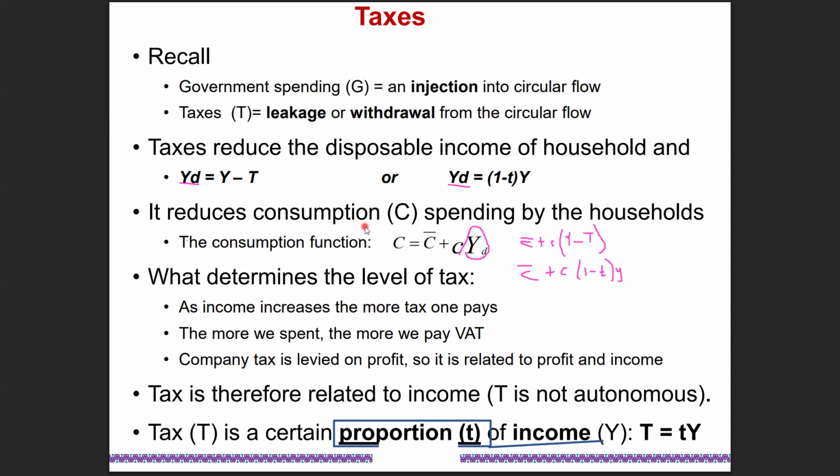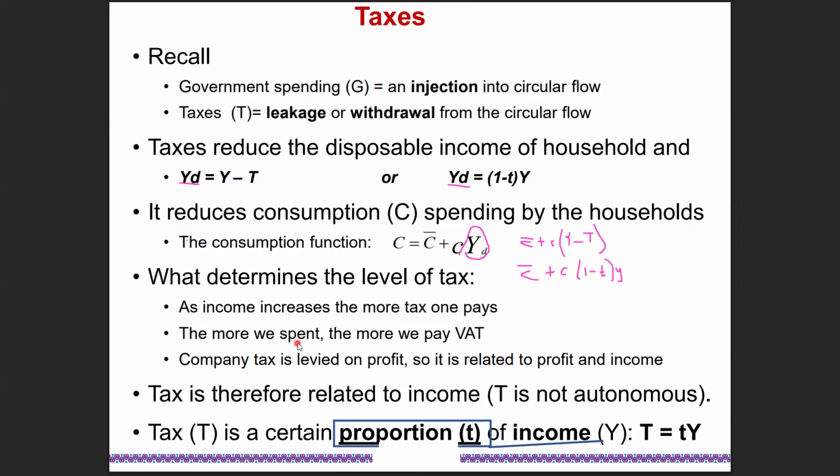And then we also went on to say that what determines the level of taxes is income, right? Because an increase in income will increase taxation, and also because the more we spend, the more tax we pay, and so on, right? By determining that taxes are determined by income, we came to a conclusion that therefore taxation is not autonomous, right? It is dependent on the level of income.